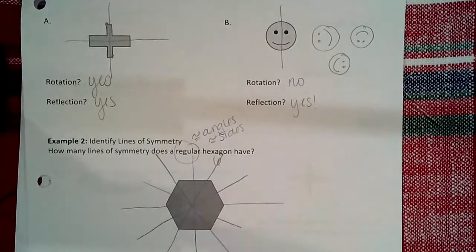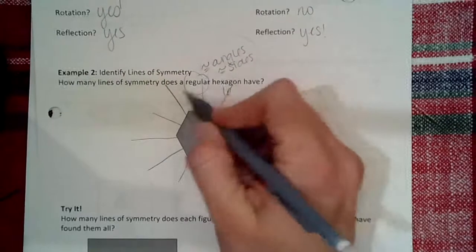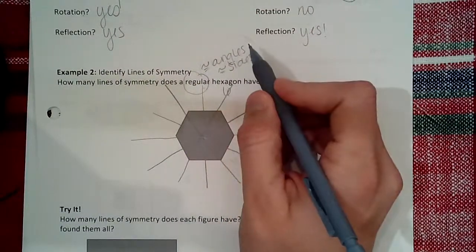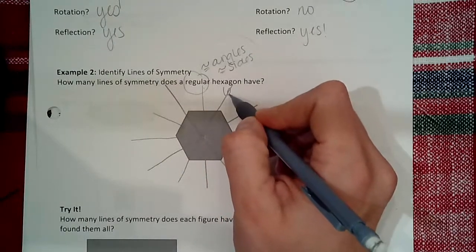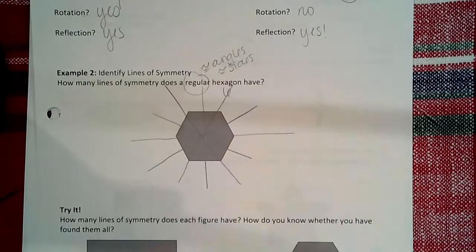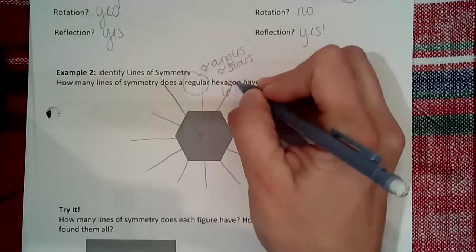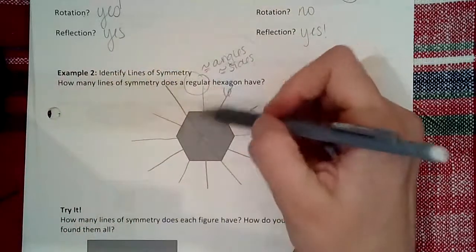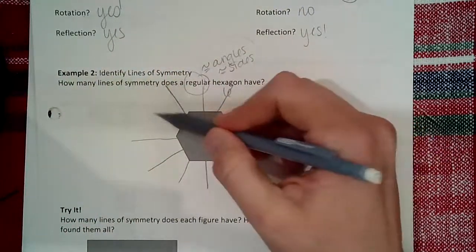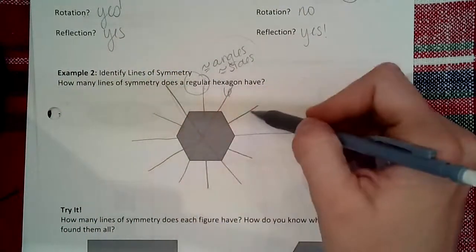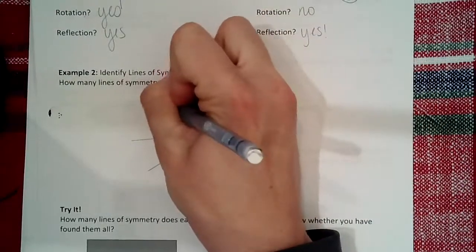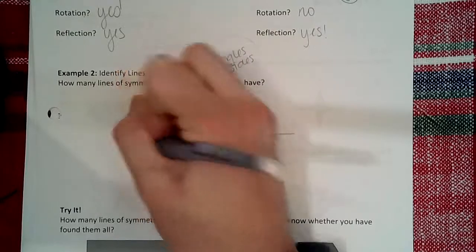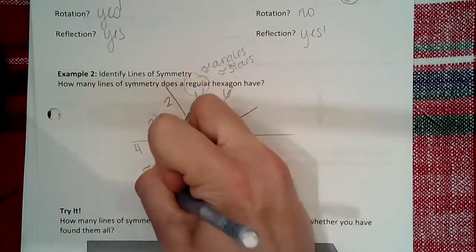Regular figures, shapes that have congruent angles and congruent sides, are going to have the same number of symmetry lines as the number of sides. So since this is a regular hexagon, I know without doing anything it's going to have 1, 2, 3, 4, 5, 6. So make sure when you count these, you only count each line once.